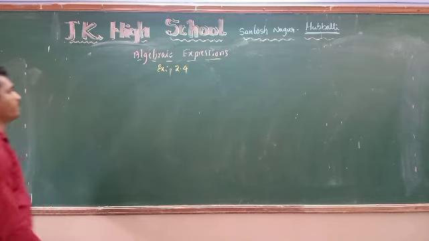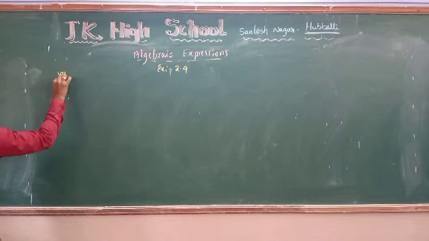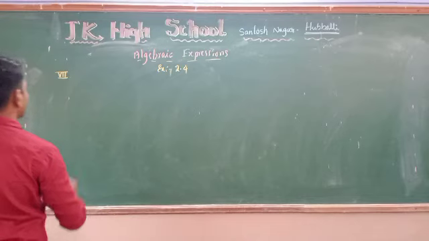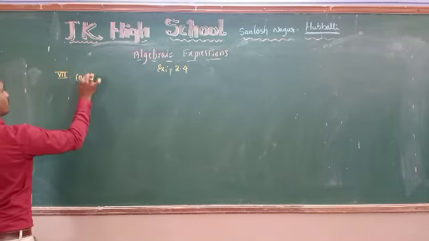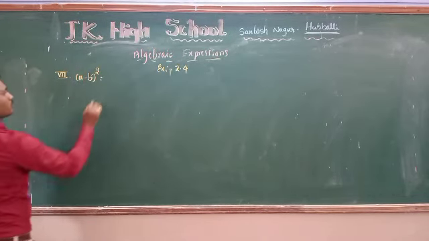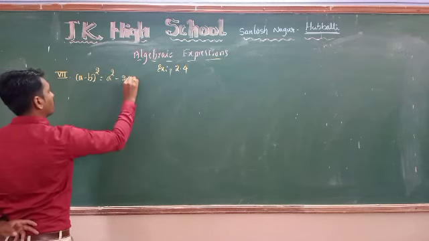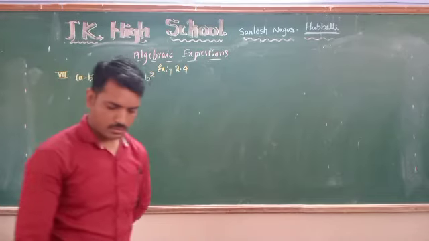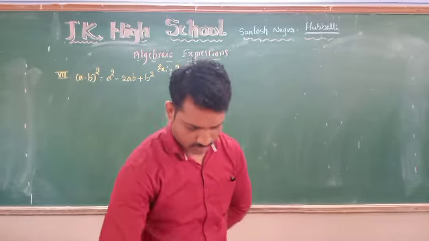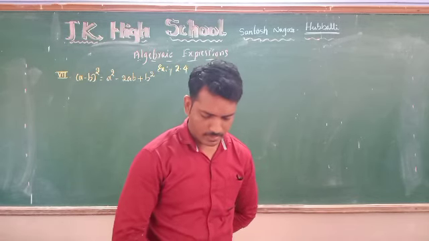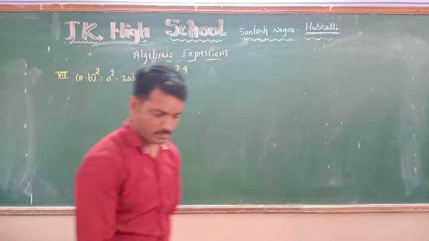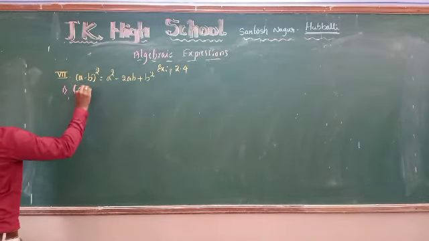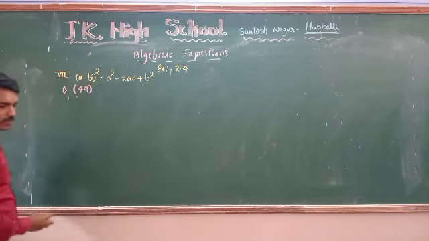Exercise 2.4. Now I am going to solve the seventh main. The seventh main depends upon the conditional identity, that is (a minus b) whole square, a square minus 2ab plus b square. The question number 1 is 49 square. Yes, I think we have solved this 49.